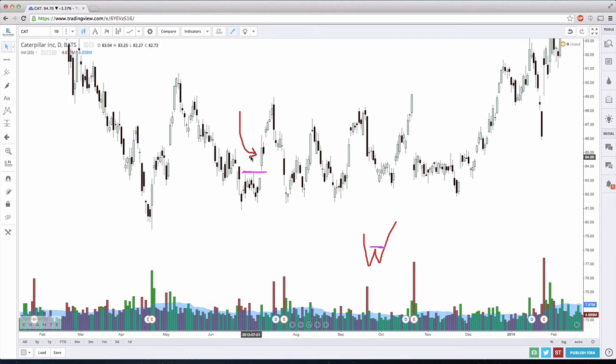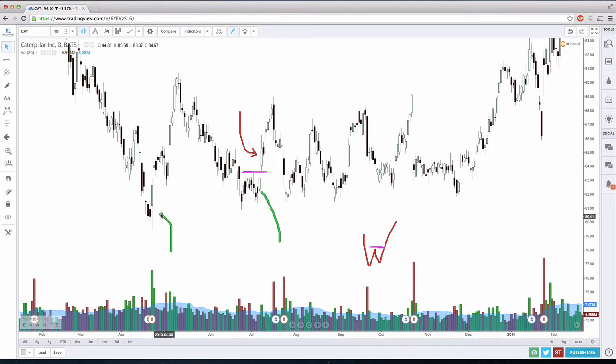Now, depending on where your target was and where your stop was, the risk to reward might not have been that great. However, let's add one additional thing. What was the candle prior to the double bottom formation? And you guys are very, very familiar with this candle by now, hopefully. It's called the one white soldier.